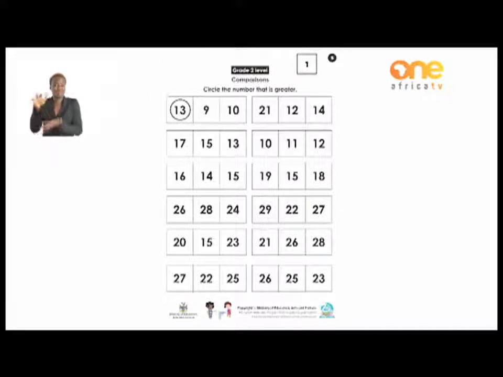All right? So the rest of the boxes I would like you to complete by encircling the bigger number that you see in the box. All right?